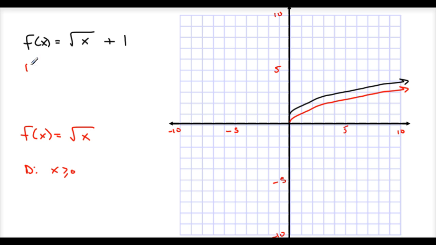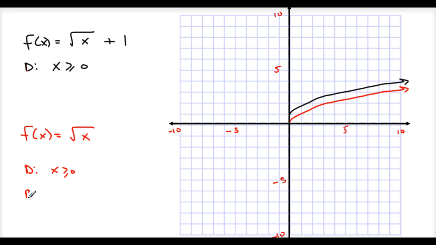And what is the domain of my new function here, the square root of x plus 1? X is greater than or equal to 0. Same function. So my domain is still the same. X is greater than or equal to 0. The plus 1 didn't change the domain of the function because the x values didn't change. They're still going from 0 and on.